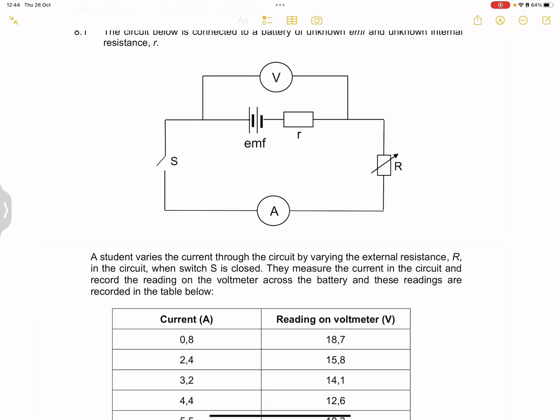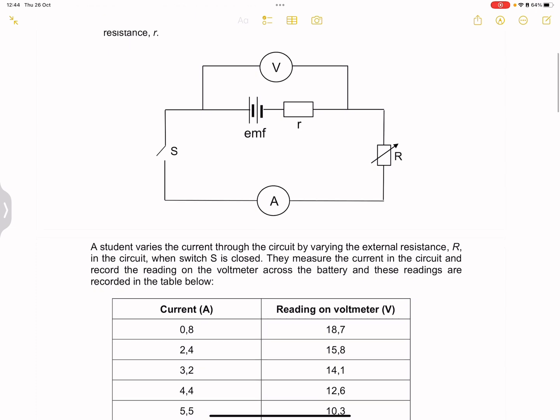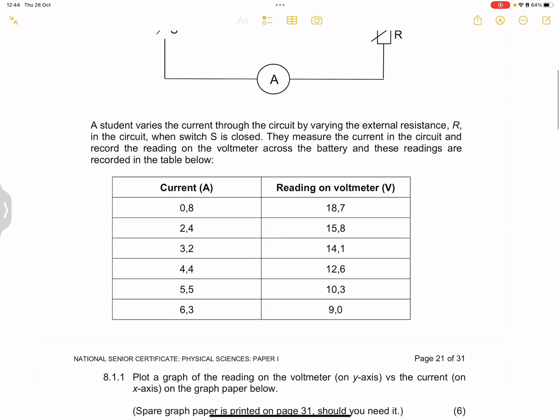They say a student varies the current through the circuit by varying the external resistance, which is R in the circuit, when the switch S is closed. They measure the current in the circuit and record the readings on the voltmeter across the battery. These readings are recorded in the table below, so now they've given us these values.